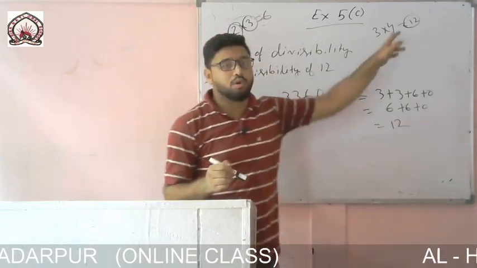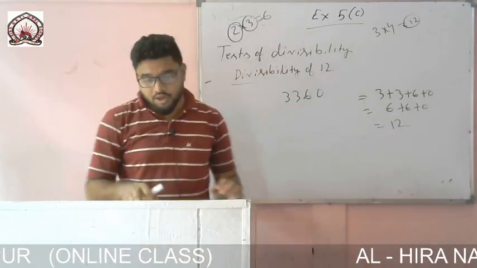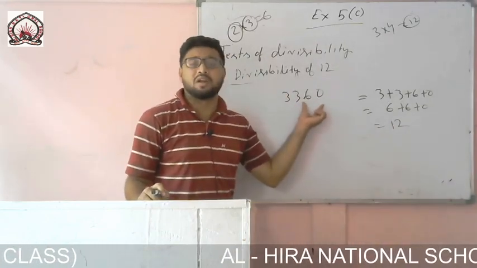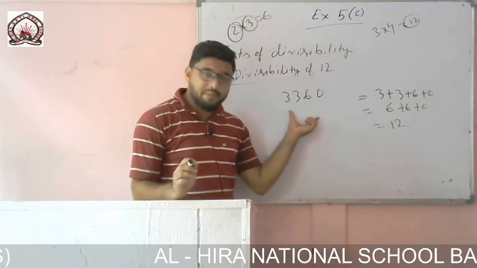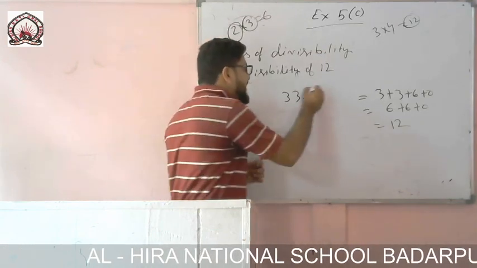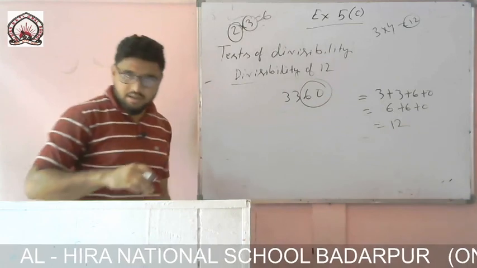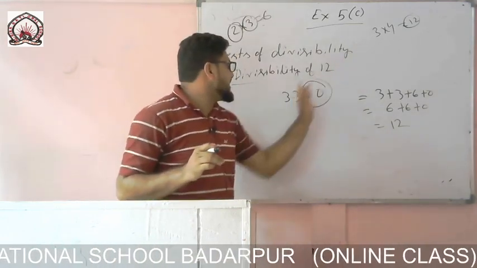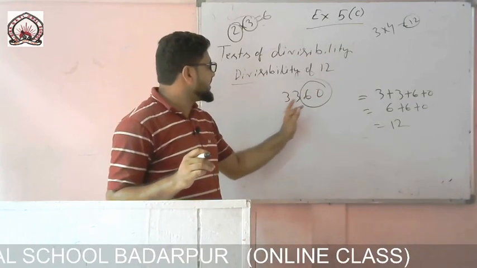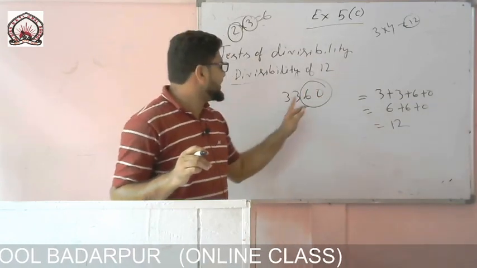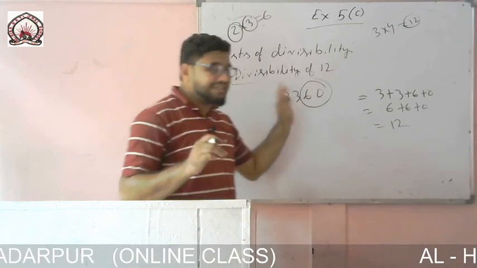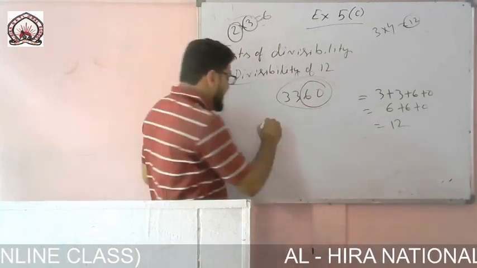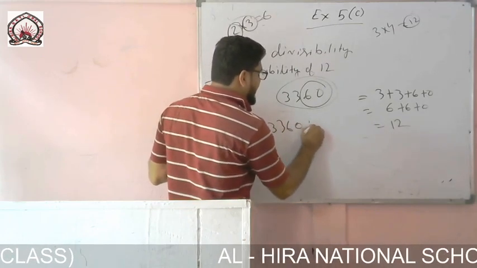Okay. Now with 4, how are you checking? If the last 2 digits are divisible by 4, then the whole number is divisible by 4. So 60 is divisible by 4. Is 60 divisible by 4 or not? So this 3360 is divisible by 3 also, and it is divisible by 4 also. That means the whole number is divisible by 12. So 3360 is divisible by 12.